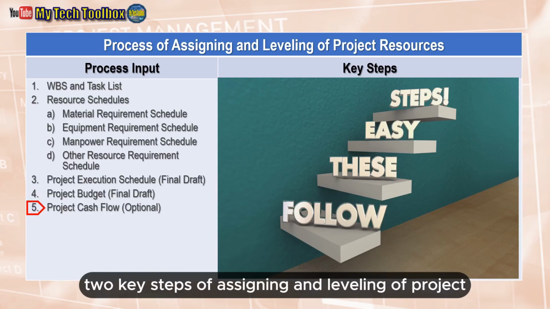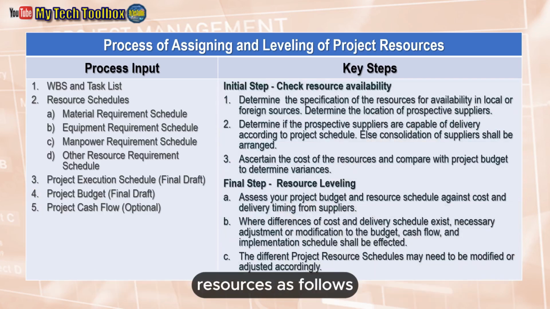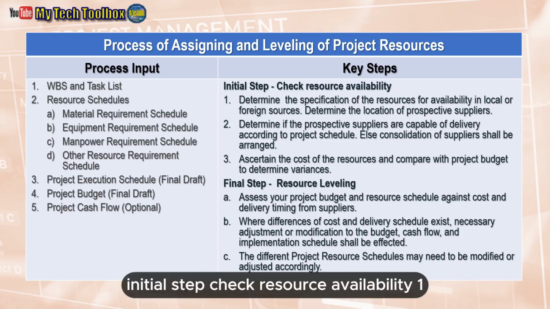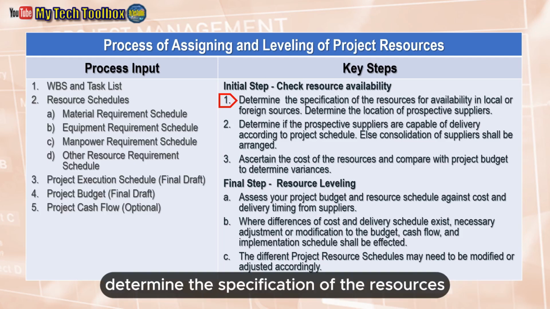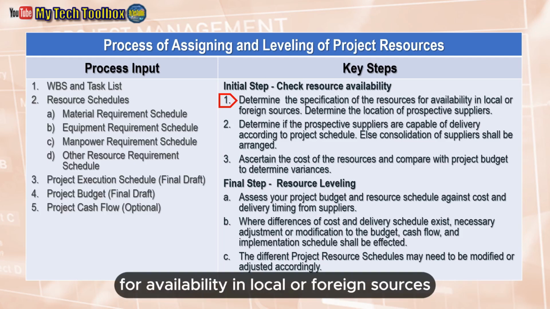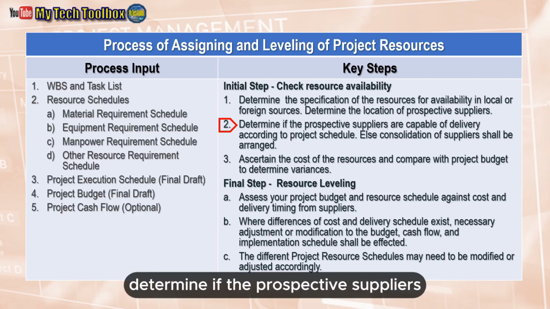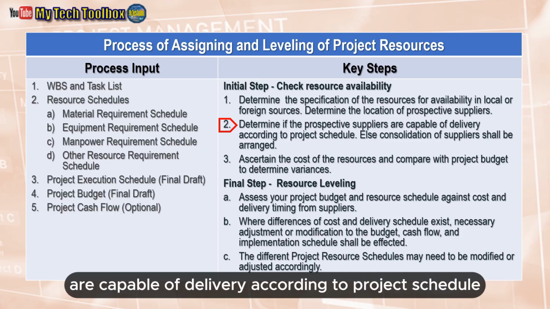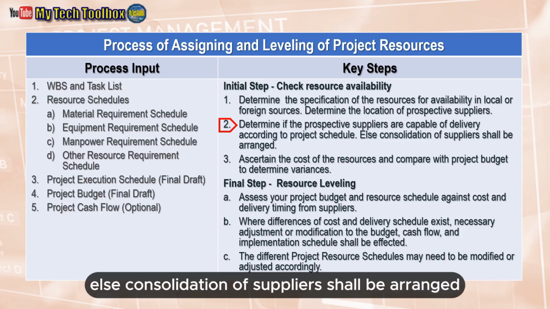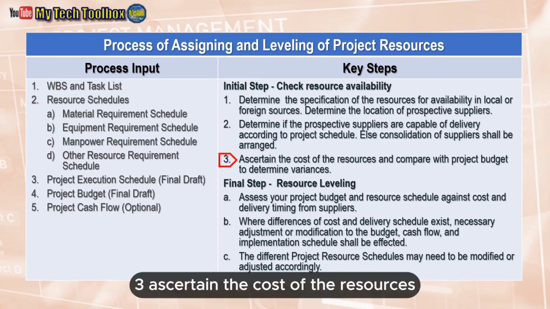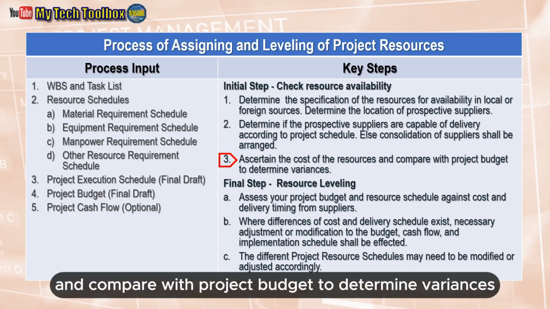Two key steps of assigning and leveling of project resources are as follows. Initial step, check resource availability. 1. Determine the specification of the resources for availability in local or foreign sources. Determine the location of prospective suppliers. 2. Determine if the prospective suppliers are capable of delivery according to project schedule. Else, consolidation of suppliers shall be arranged. 3. Ascertain the cost of the resources and compare with project budget to determine variances.